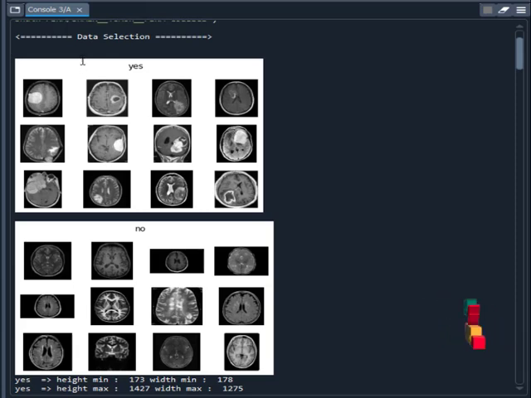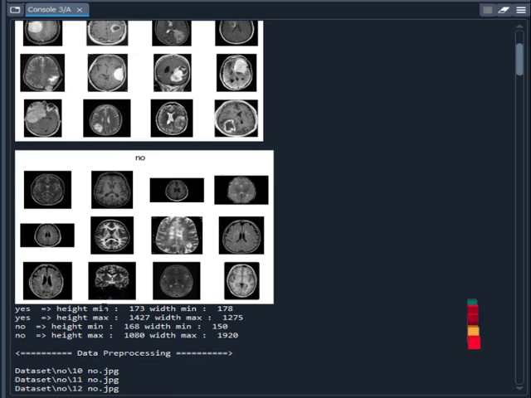Our first module is data selection and loading. This is our input data. In our data set we have two categories: one is yes and another one is no. Yes means tumor, no means normal condition. First we check minimum height and maximum height, minimum width and maximum width for the yes category, and then minimum height and maximum height, minimum width and maximum width for the no category.